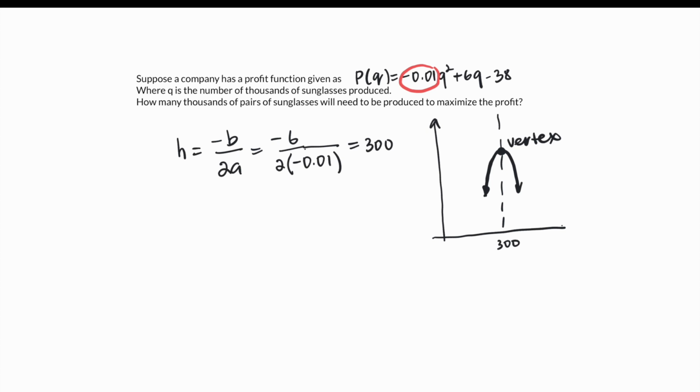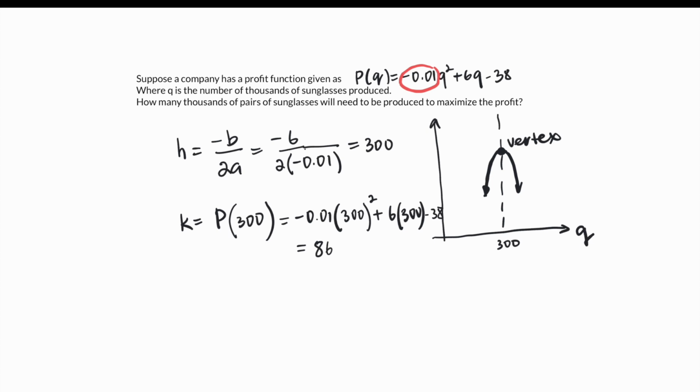Now we don't deal with x's here. Our x is actually represented by the Q, and that is our x-axis. So the h of the vertex is the x, or for this function, Q of the vertex. To find the k, we will have to find P of 300. That's the function P, and I will replace the Q in this function with the 300 that I just found. The answer here is 862.